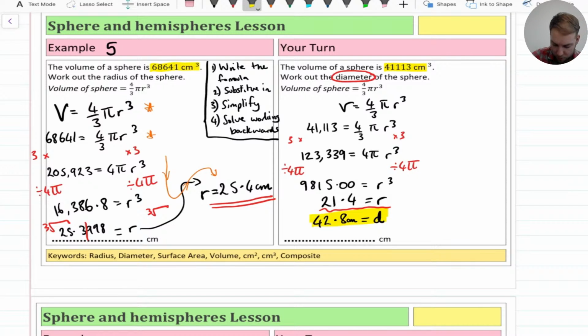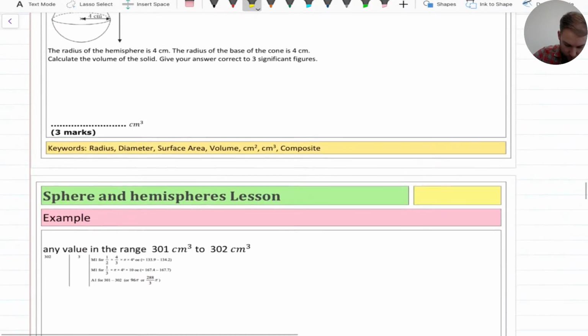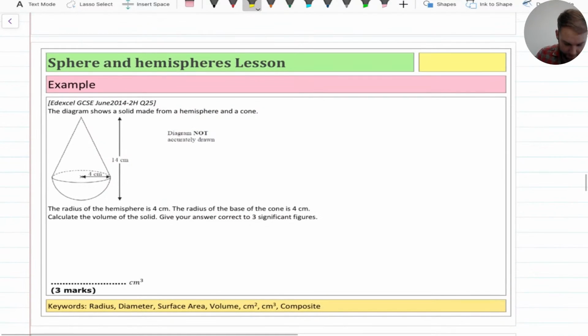I think I saw a few people writing 21.4. Okay, but be careful with that, yeah? We can see that actually they're asking for the diameter, so I need to double that at the end. The 21.4 is right for the radius, but not for the diameter. Okay. Here we go, we've got another question here. This is linking to what we did previously, which was volume of a pyramid.